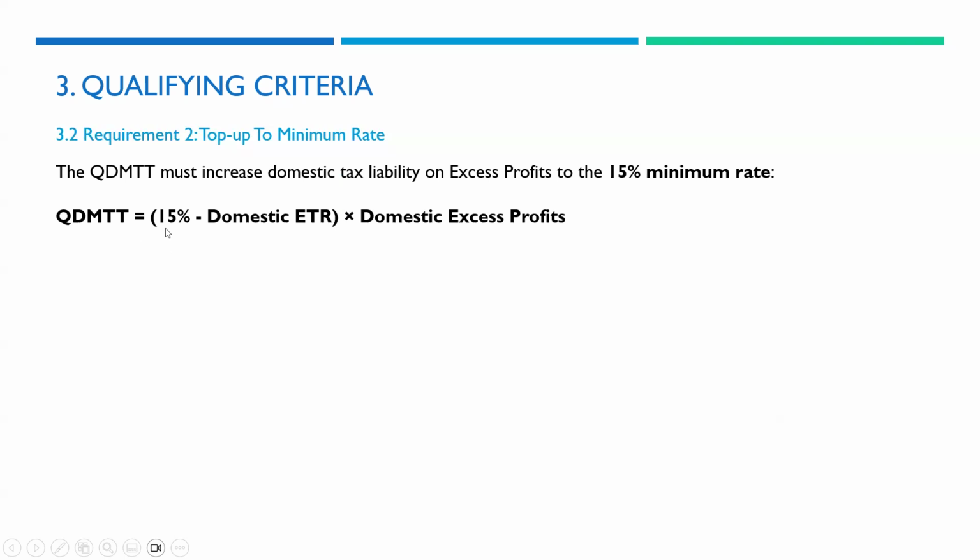Okay, so QDMTT should always be 15% minus domestic ETR, multiplied by domestic excess profits, as per GloBE chapters 3 to 5. So there is no negotiation on the 15% minimum criteria. You can't lower the rate. It's a 15% minimum rate. You can increase the rate, but you can't lower it.